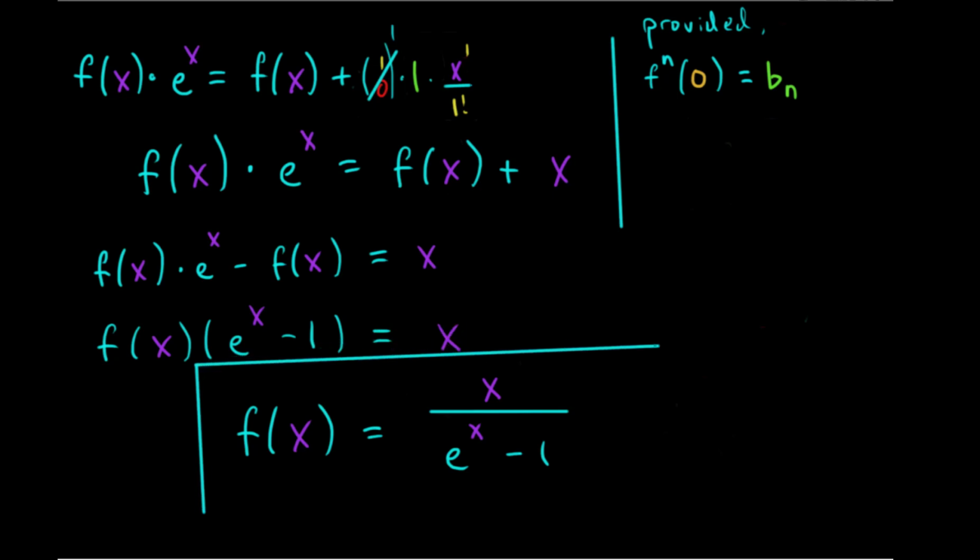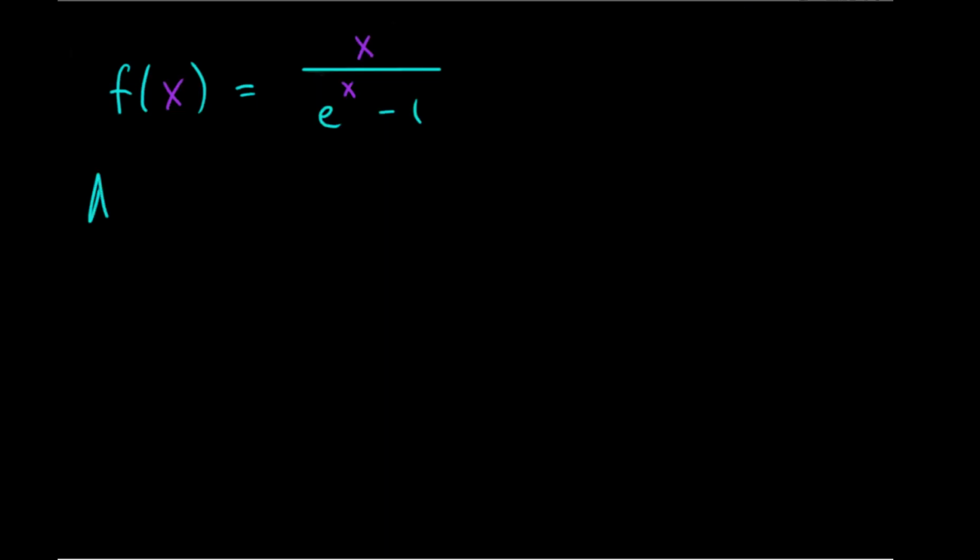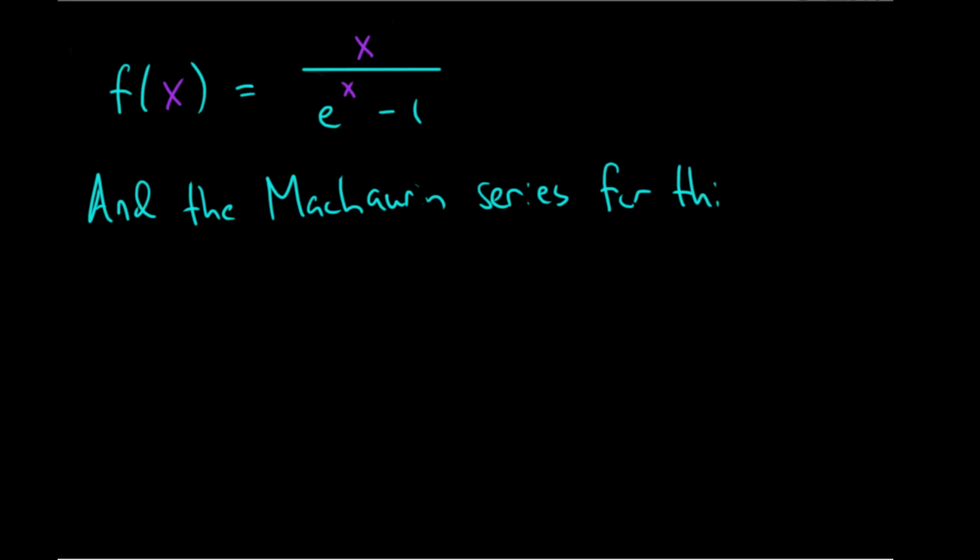So we have f of x equals x over e to the x minus 1, and this is the exponential generating function for the Bernoulli numbers. And we call it the exponential generating function because this function generates the Bernoulli numbers. It gives us another way of deriving them without using recursive formulae, because it turns out that the Maclaurin series for the function f of x equals x over e to the x minus 1 has the Bernoulli numbers for all of its coefficients. Now, why is that?